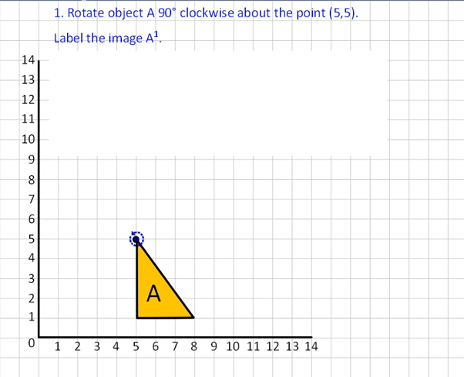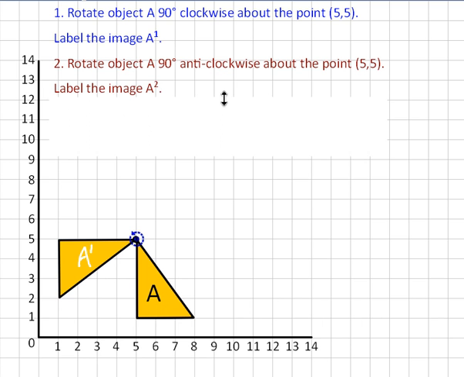Okay, rotate object A 90 degrees clockwise about the point 5,5 and label it A1. So rotating this clockwise 90 degrees is like that. That was a quarter turn clockwise. And then, let's have a look at what it says under here. Rotate object A 90 degrees anti-clockwise about the point 5,5. So I'm using the same centre of rotation, I'm turning it the same number of degrees, but now it's anti-clockwise. So rotate this anti-clockwise would be like that, that's 90 degrees.